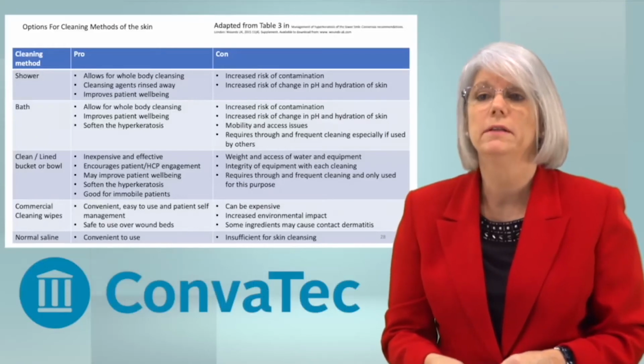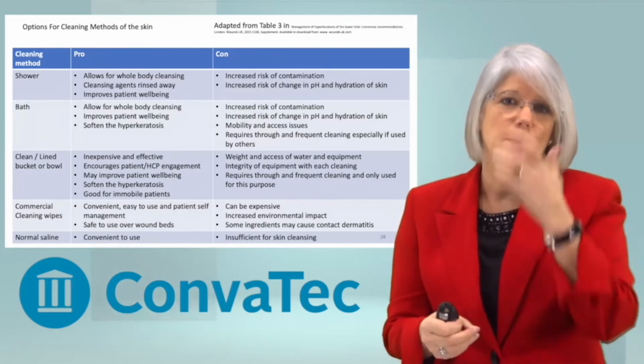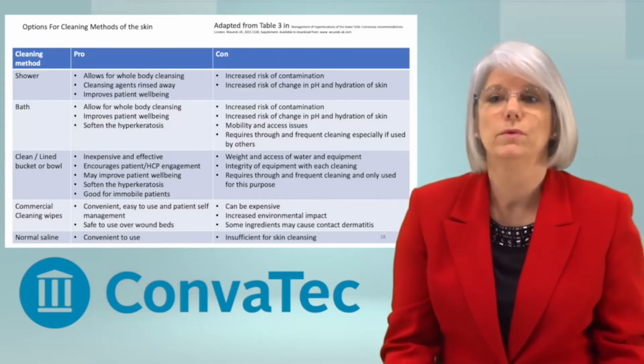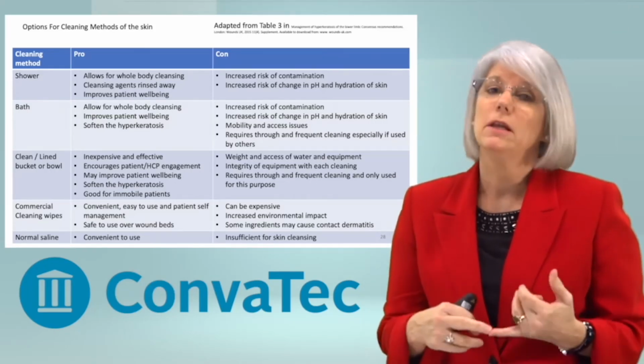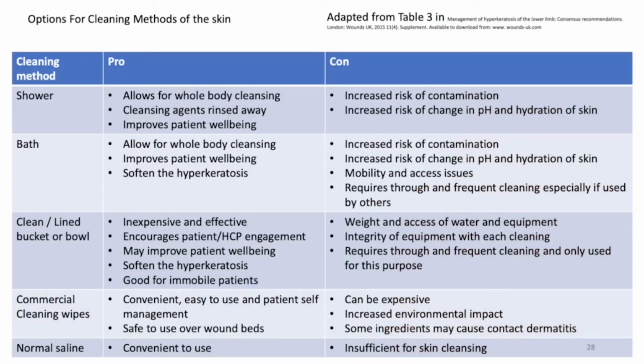Now, the options for cleaning methods of the skin, and again, these were questions from the first webinar, is can a patient shower? Can they shower with the wound exposed? Again, you as the clinician have to determine with your patient what the risks are, and you can see that showering can increase the risk of contamination, and if the limb, say it's a leg ulcer, isn't covered, then the cleansing agents that you use for washing your hair or your body can actually impact on that wound by changing the pH or the hydration of the skin.